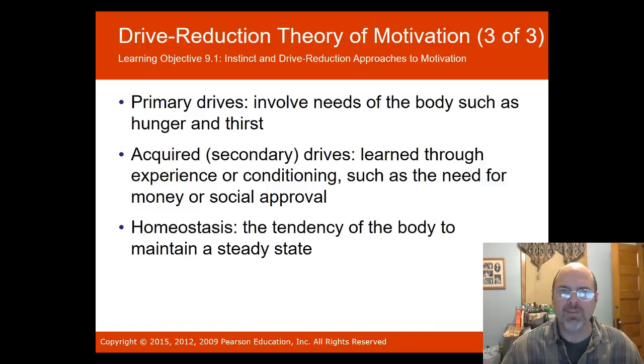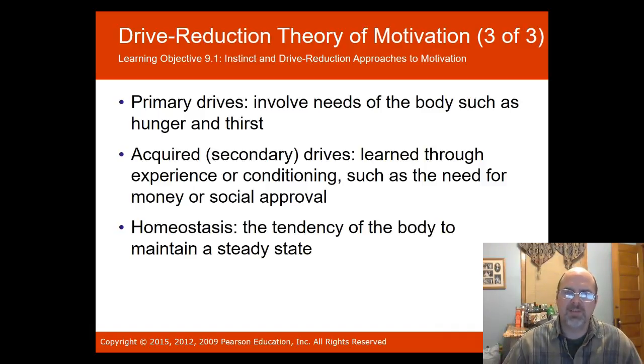The primary drives involve needs of the body, such as hunger and thirst. Our secondary drives are learned through experience or conditioning, such as a need for money or social approval. They're not necessarily directly connected to survival, but we're conditioned to value them.